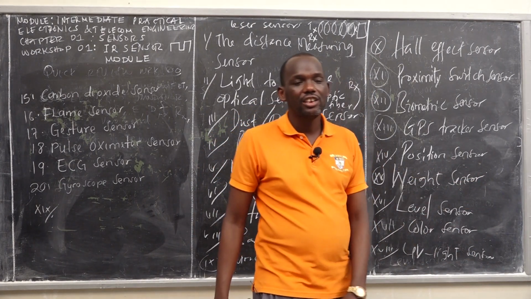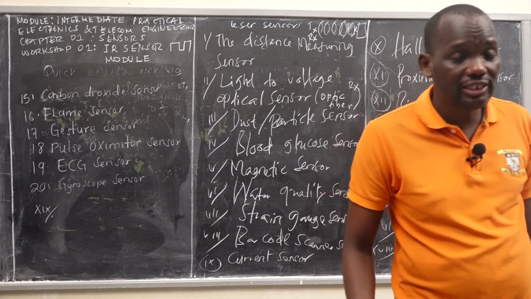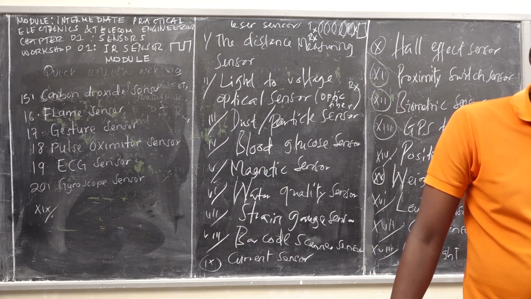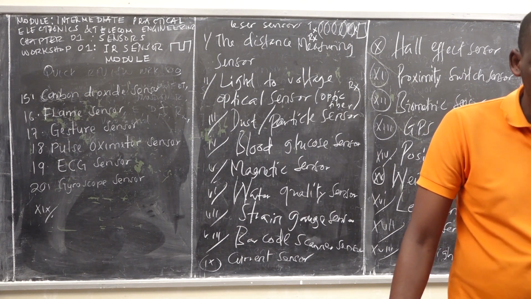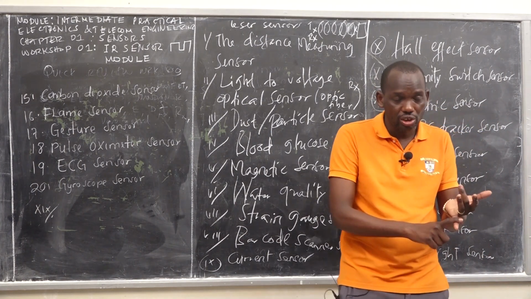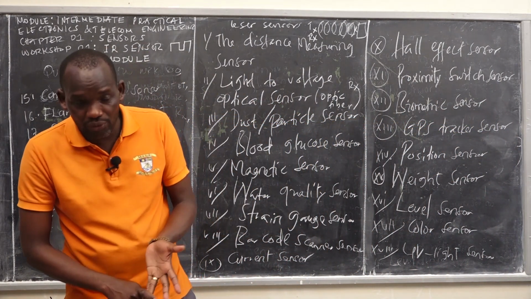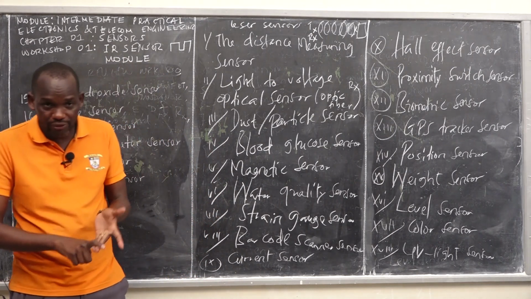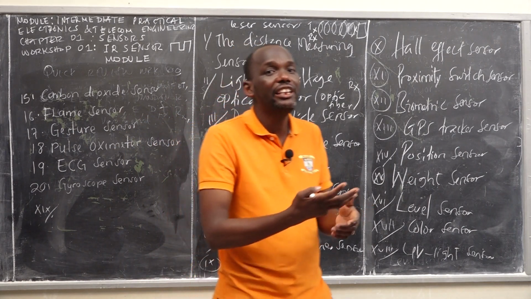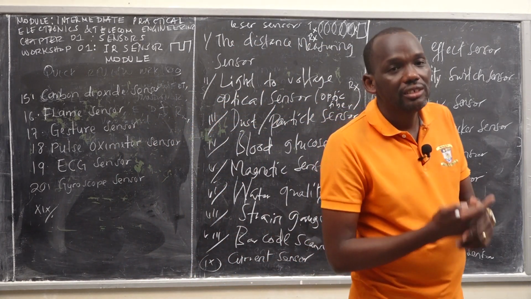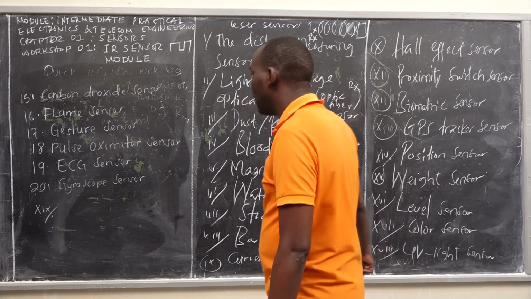UV light sensor to detect what? Ultraviolet light. What does ultraviolet light mean? It's one of the bands of the light spectrum, right? The first one is radio frequency or radio wave. The second is microwave. The third one is infrared. Then visible. Then ultraviolet. Then gamma ray. Then X-rays. So that is UV light.